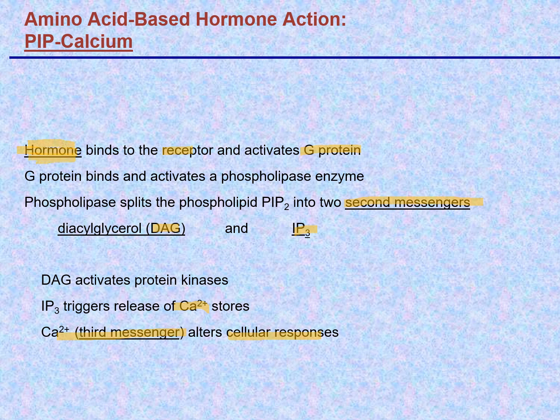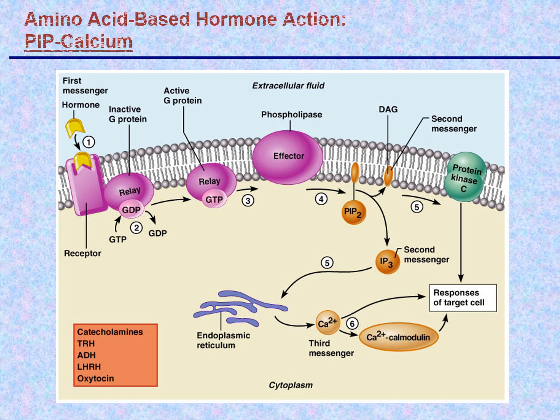So there's the first messenger, the hormone, the two secondary messengers, these two molecules, and then the third messenger is calcium. And again, here you see that first messenger interacting with its receptor, and then a G protein is involved here, and you get the two secondary messengers, IP3, and the other one, and then you get the release of calcium, the third messenger, and you get the final response of the target cell.